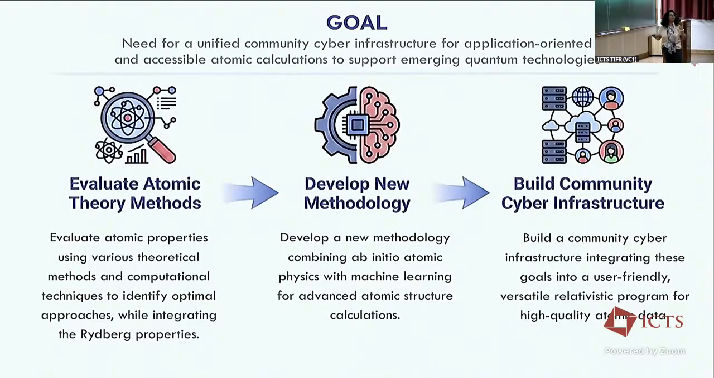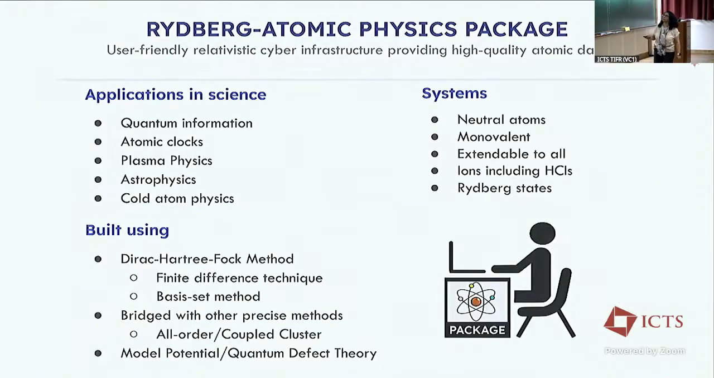The main goal with which we started the project was that we wanted to build this infrastructure so that it is user-friendly and has relativistic programs in it for high quality quantum and atomic data. Currently, we have an atomic physics package running. We can calculate properties for various monovalent neutral atoms. We want to extend it to highly charged ions, which we know how to do. And the present status is that we are trying to integrate Rydberg states as well in the platform.